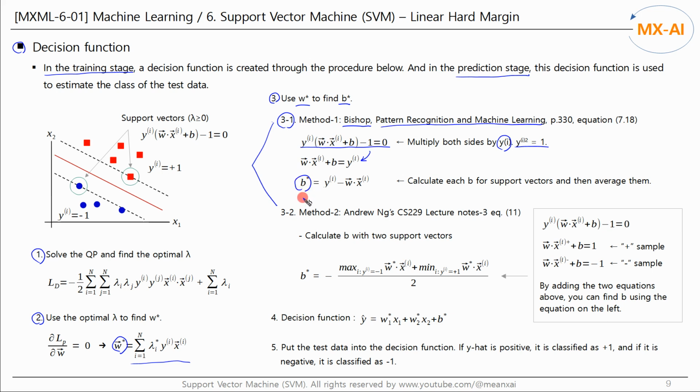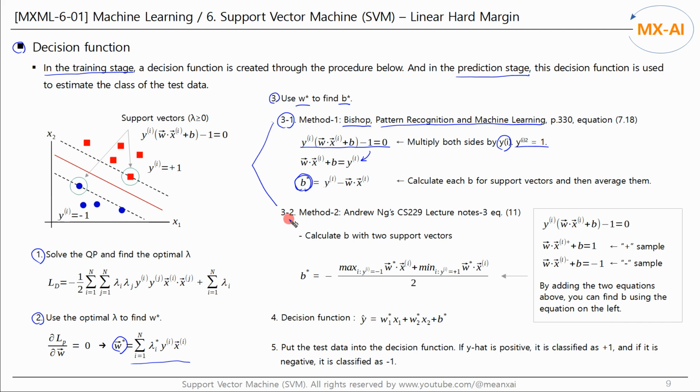Find B using the support vectors x and their corresponding y. Calculate the mean of B. This is the B star. You can also calculate B star using a single support vector. But for more reliable result, use the average.